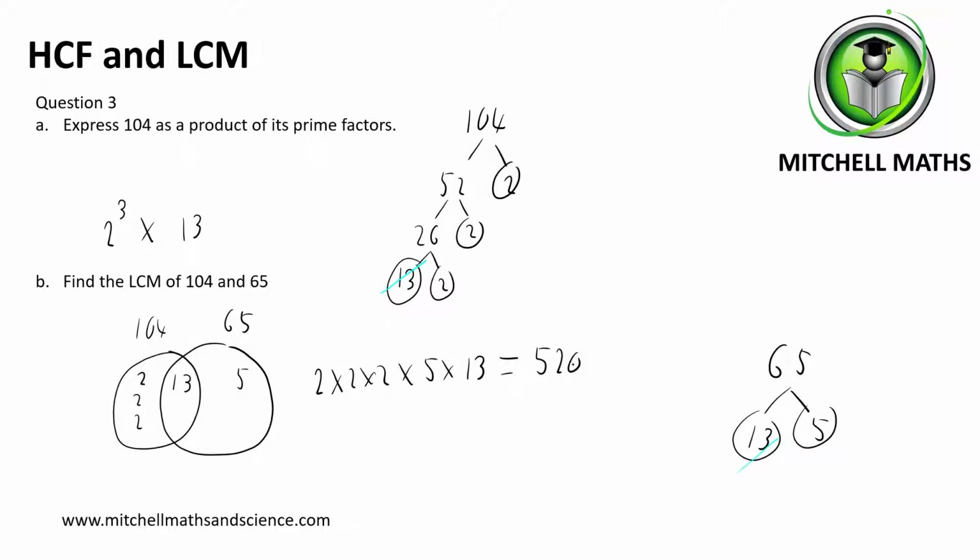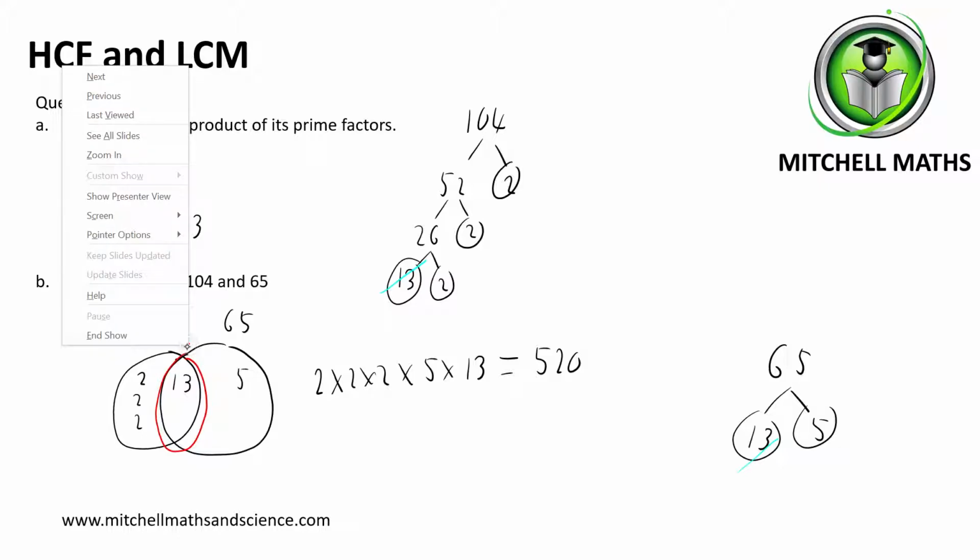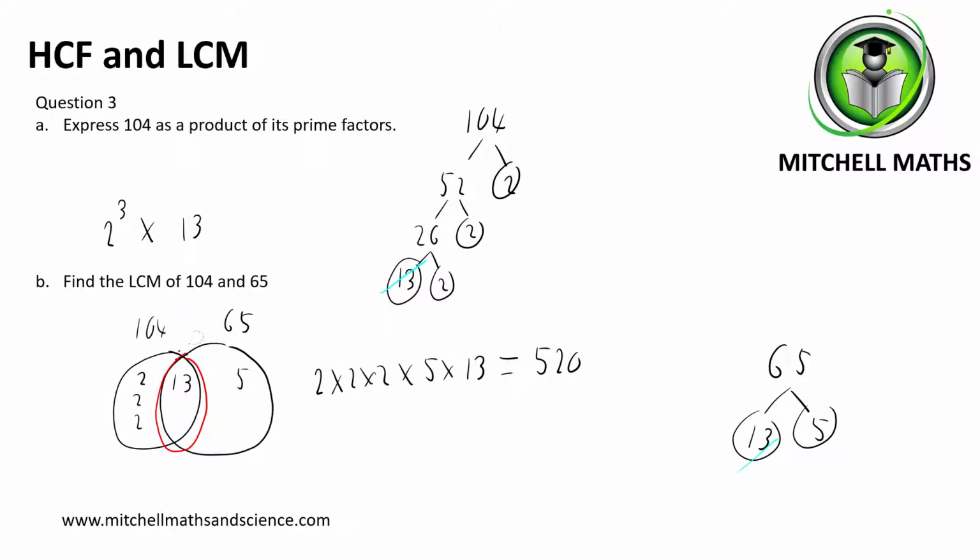So what you need to remember is that when you're calculating the highest common factor, you just use the numbers in the middle. And when you're trying to calculate your lowest common multiple, you need to use the numbers in the whole equation. So you're multiplying by all of it for lowest common multiple, and just the middle when you're calculating the highest common factor.